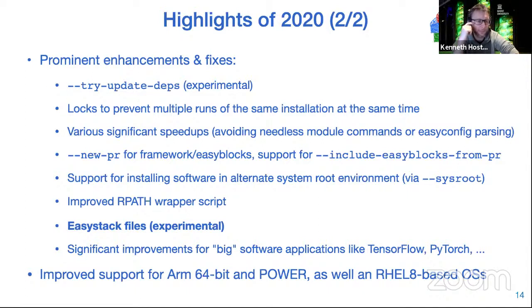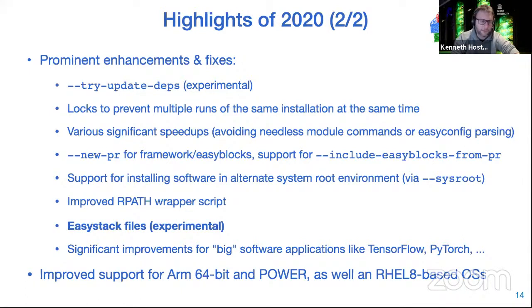We added support for installing software in an alternate system root environment. There's a lot of background to this, but this will become more clear later this week when we talk about Gentoo Prefix and the EESSI project. And we also improved the RPATH wrapper script, so the script that we have to do RPATH linking of libraries rather than regular dynamic linking, was improved a lot. There were some issues that it wasn't taking into account, or some bugs left and right that were fixed. And next to that, we also have a new concept called easystack files, which I'll provide some more information about later.